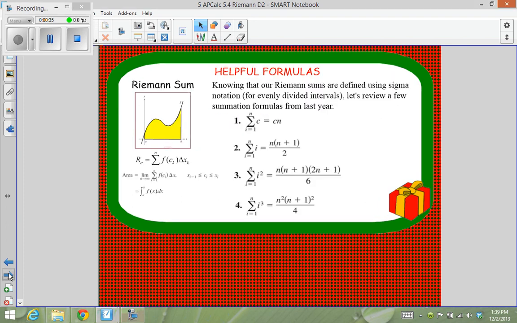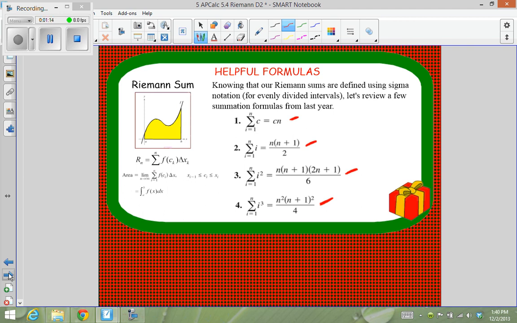Okay, these are helpful formulas. If you remember, we did these last year, summation formulas. If all you have is a constant, then this is your formula, where n is going to be your upper bound and c is the constant times that n value. If you have just the sum from i equals 1 to n of i, then you want to use the formula n times n plus 1 over 2. If you have i squared, then that's n times n plus 1 times 2n plus 1 over 6. And if you have i cubed, then that's n squared times n plus 1 squared over 4. So make sure that you've got these formulas down.